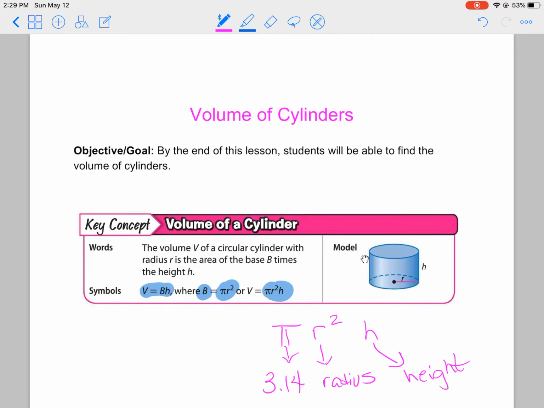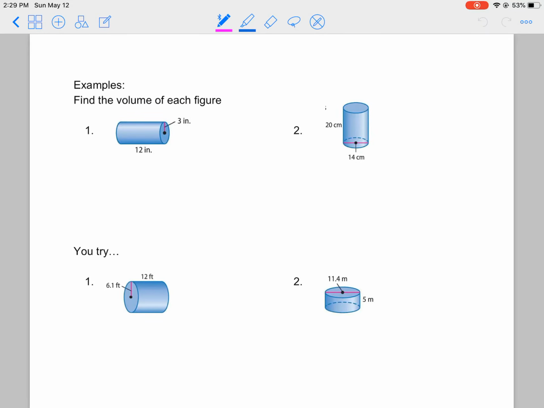Okay, here we go. All right, so here's a couple examples. I'll do the first couple, 1 and 2. So I'm going to get my calculator out. We're going to write the formula out just so we don't forget. Pi r squared h. I'm going to fill in what I know. The radius is 3. So 3 squared is 9 times pi times the height, which is 12, even though it's laying on its side.